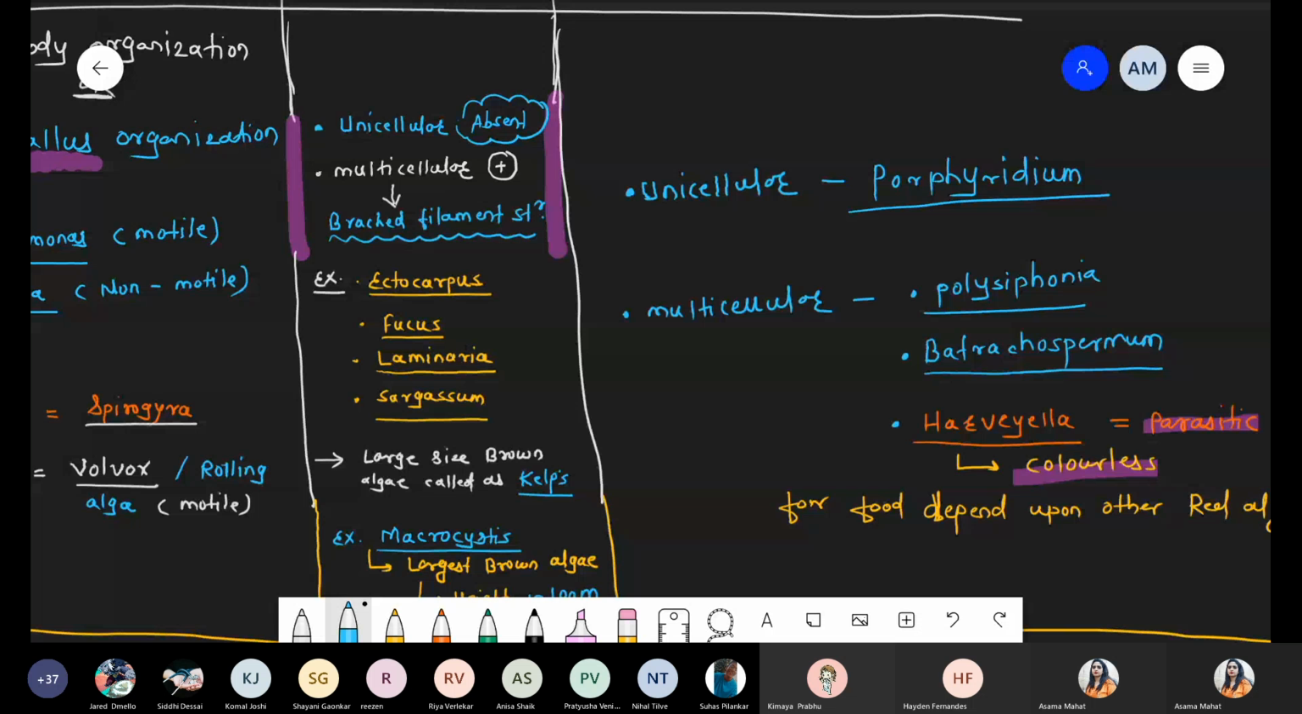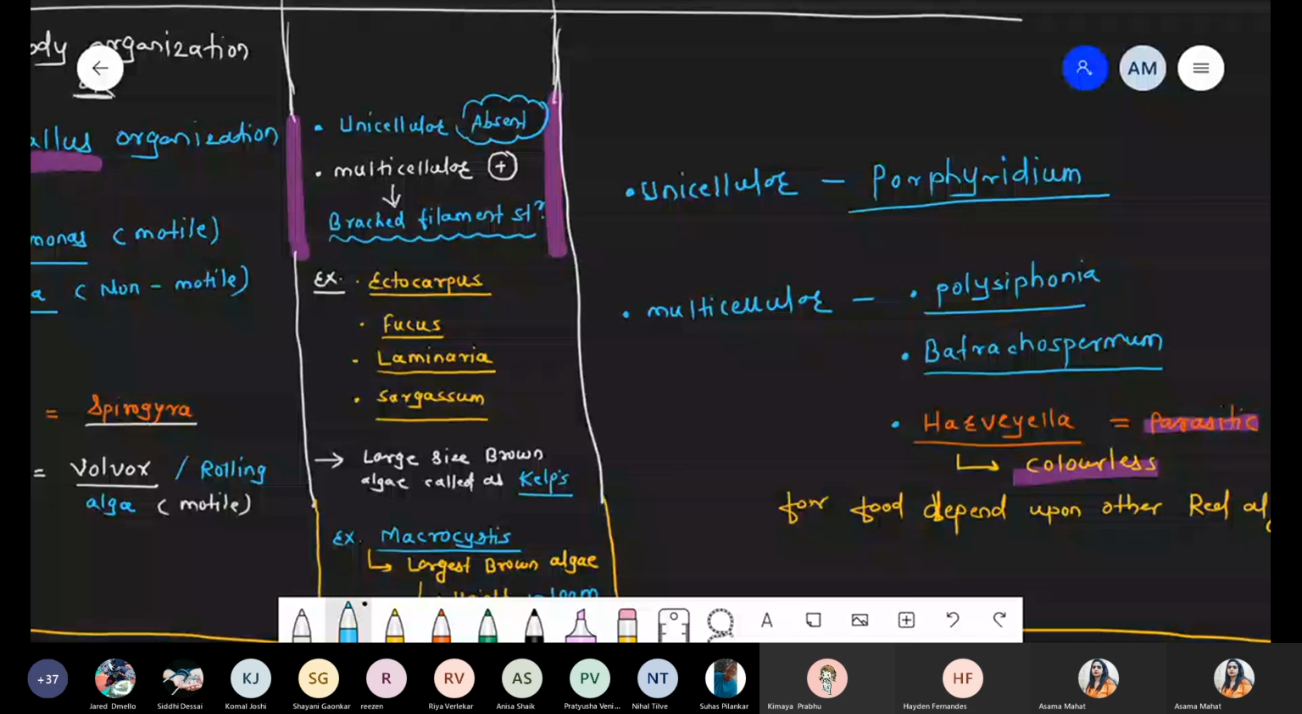Write down Porphyridium. Questions don't come on examples from algae. Whatever questions come with respect to examples, they come from the green algae and the brown algae. And we will see ahead when we talk about the economic importance. At that time you have to remember the examples of red algae, that is Gracilaria, and the other one which is responsible for the production of agar-agar. So we will discuss that part later. Porphyra, Porphyra also is unicellular. So no need to remember these examples from the red algae. When we talk about the economic importance, at that time you remember the examples.